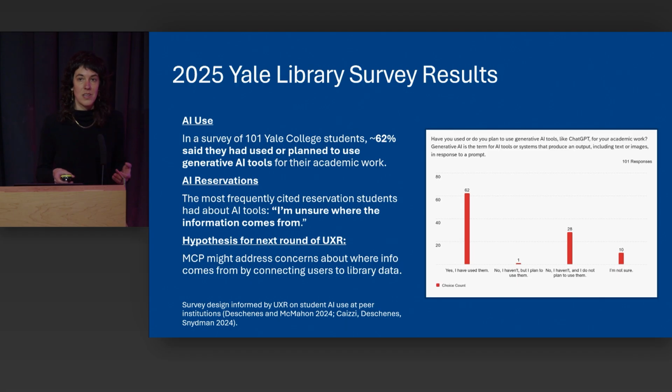So this is a really great point of feedback to form a hypothesis or a research problem, which was, would MCP maybe address this reservation by directly connecting users to our data, and they can see that, right, as they're looking for resources. Interestingly, the other reservations, the most frequently cited ones, were AI undermines my learning, or AI feels like plagiarism.